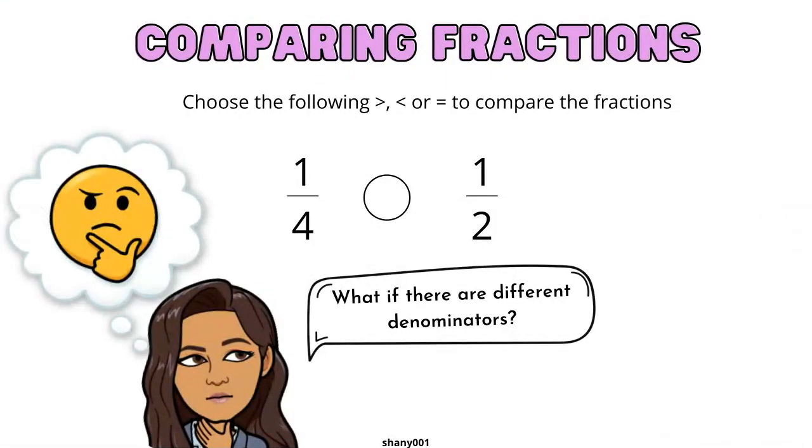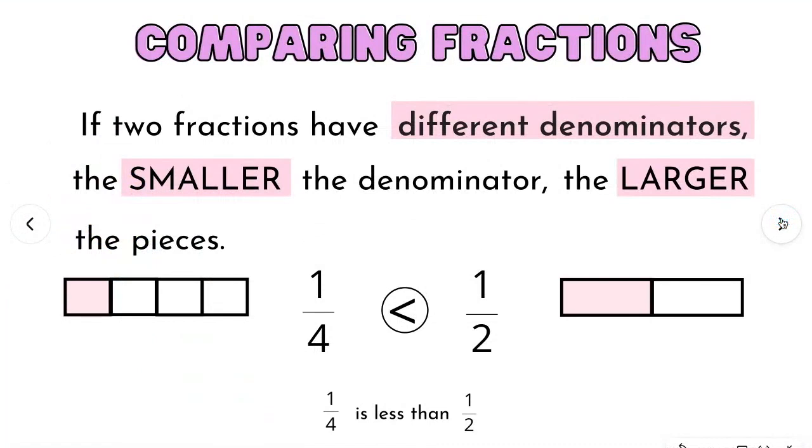What if there are different denominators? How can we compare? Here's a little hint. If two fractions have different denominators, the smaller the denominator, the larger the pieces. Let's take a look. Here you have 1/4. So I drew my shape, 4 pieces, shaded 1, that's 1/4. Here I have 1/2. I only need 2 parts, and I shade in 1 part.